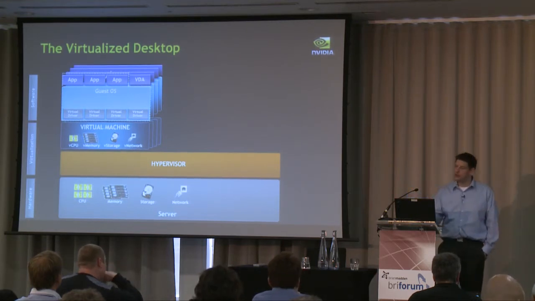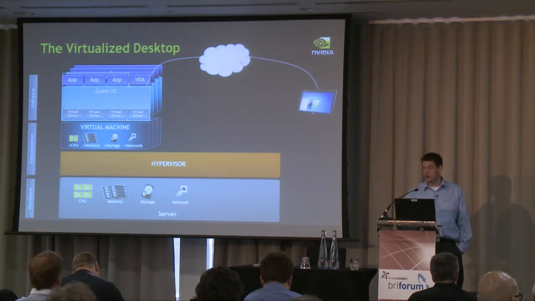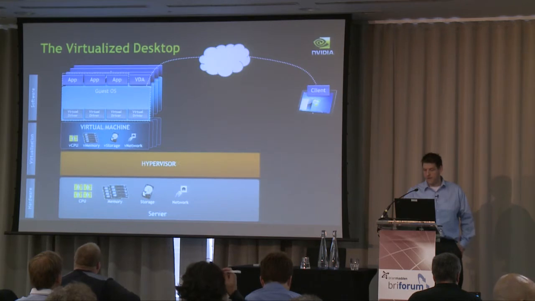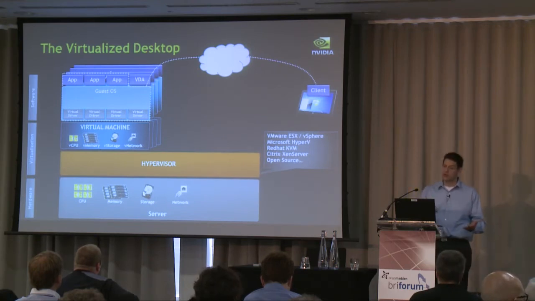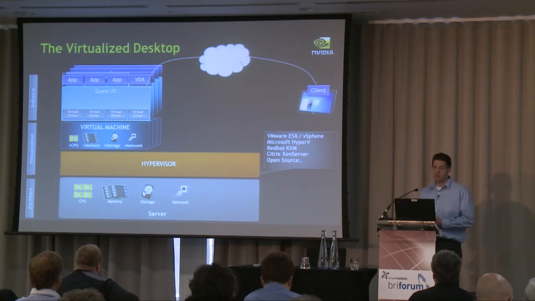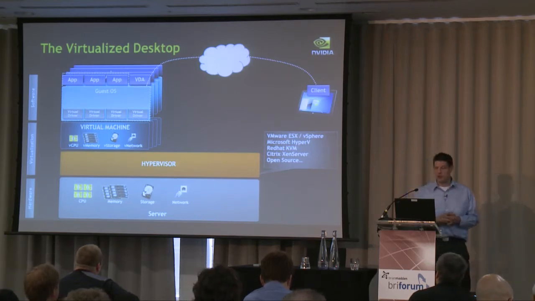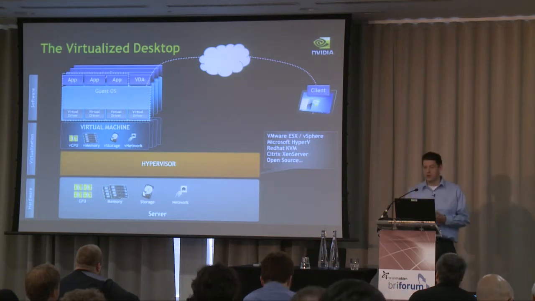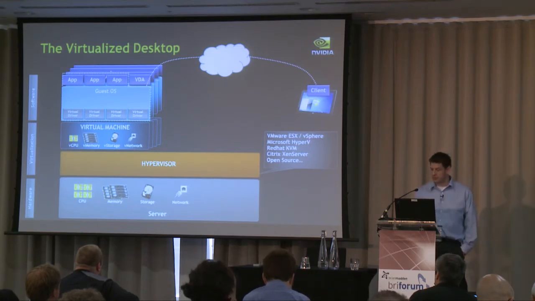Well, in order to remote this, now essentially you need a VDA, a virtual desktop agent, to take the pixels and deliver them through the cloud to your different clients. And so what are the different solutions which are offered here right now? On the hypervisor level, maybe the predominant one is VMware ESX or vSphere, and then you have Microsoft Hyper-V, Red Hat KVM or Citrix XenServer, and multiple other open source options as well.